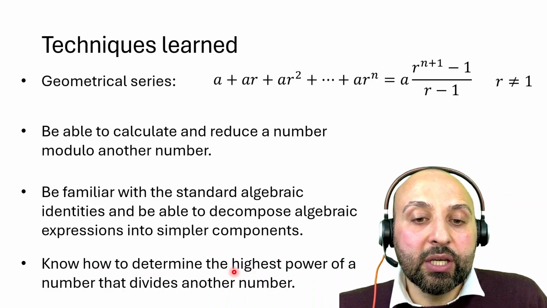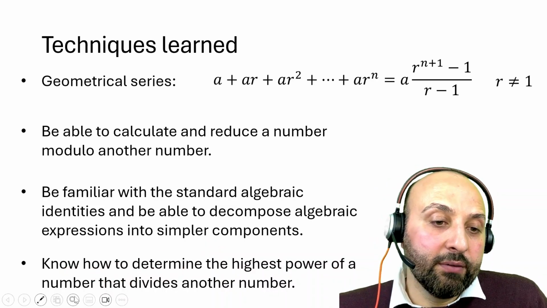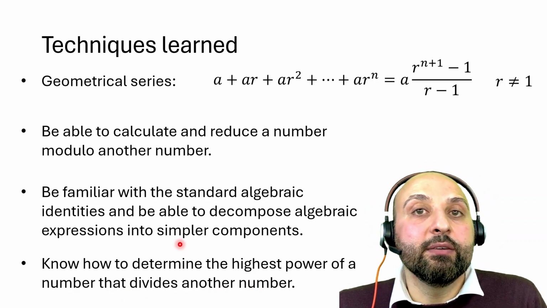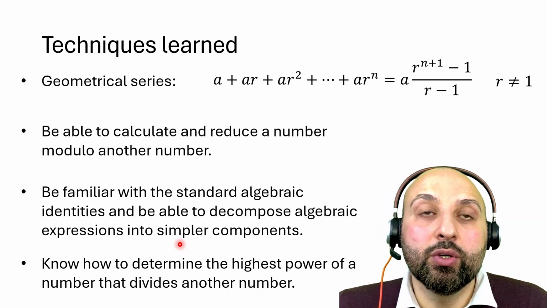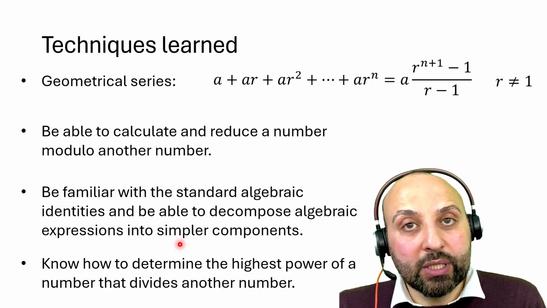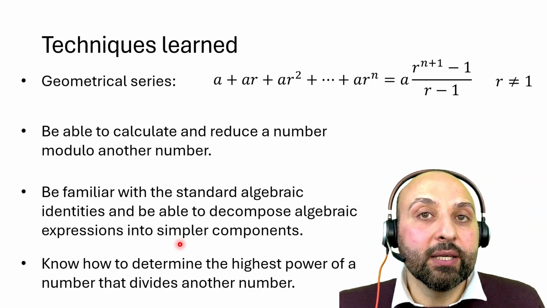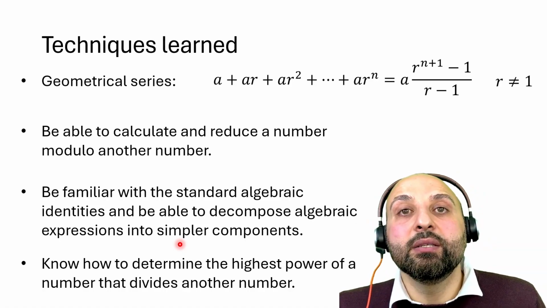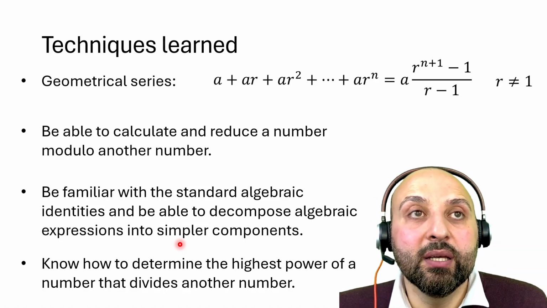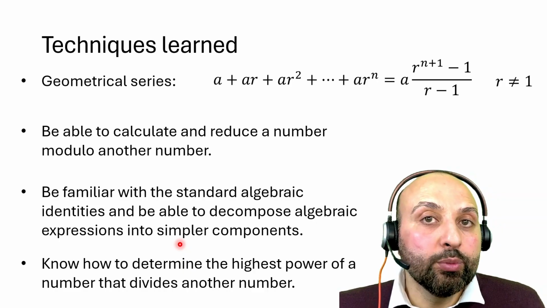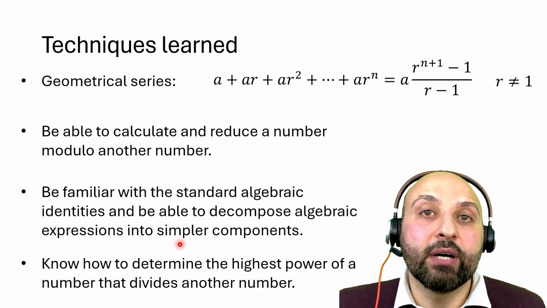Know how to determine the highest power of a number that divides another number. So for example, in this case, first we calculated the number modulo 8, and we showed that that is 0. This means 8 divides that number. But then we showed that if we calculate the number modulo 16, this will not become 0. That means 16 will not divide that number, but 8 will divide that number. Therefore, 2 power 3 is the highest power that would divide that number.